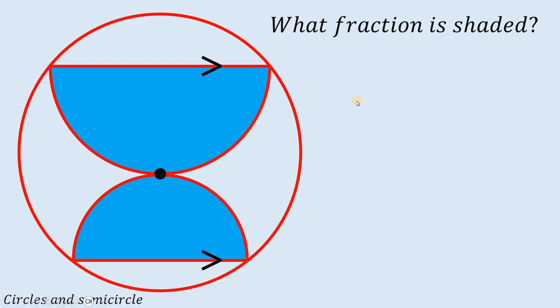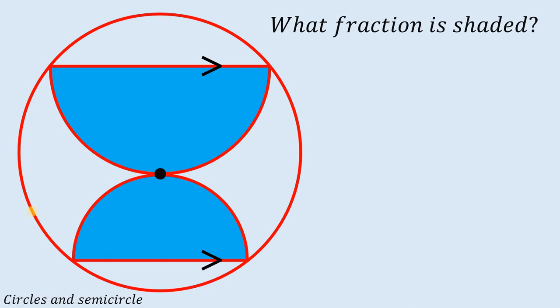Alright, so our goal here is to find what fraction is shaded. So we want to find the area of the shaded region colored in blue and then divide this by the area of the whole circle. So we first want the radius of these two semicircles and the radius of this big circle. If we know those things, we can answer the question, what fraction is shaded?